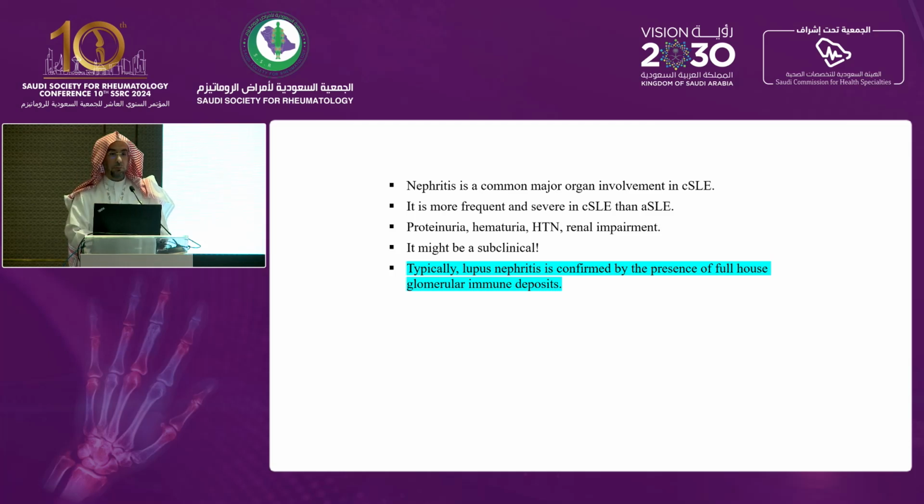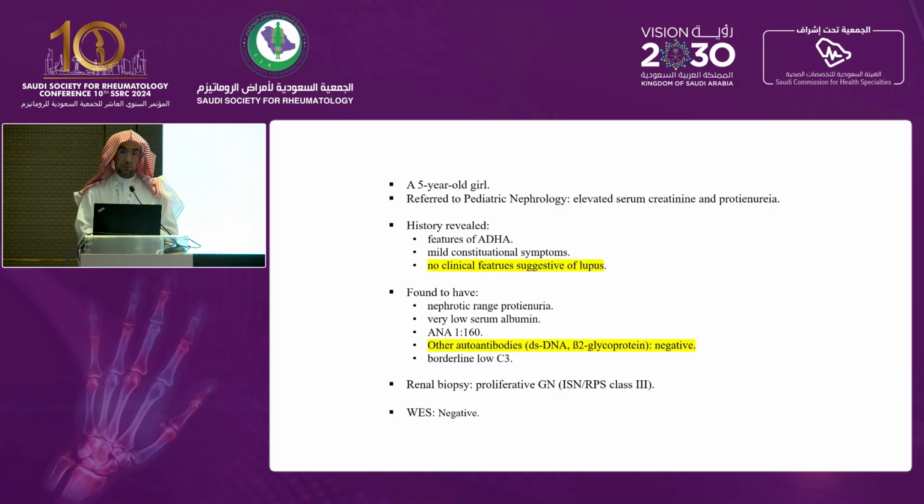And we will hear from Dr. Turki more details about the renal pathology. Now, this is a case of a 5-year-old girl referred to our colleague from nephrology because of high serum creatinine and proteinuria. She had features of attention deficit disorder, mild constitutional symptoms, but no clinical feature suggestive of lupus, nothing. And she was found to have nephrotic range proteinuria and very low serum albumin.